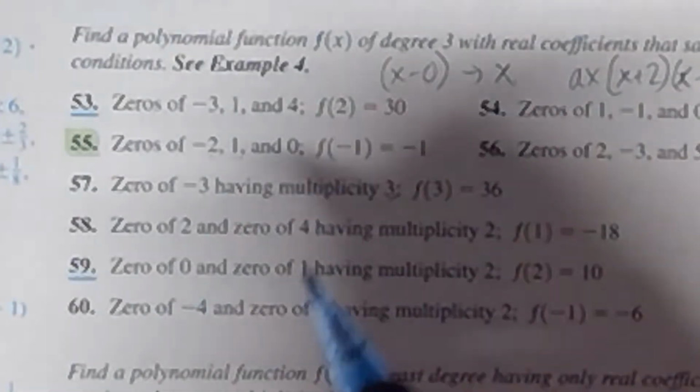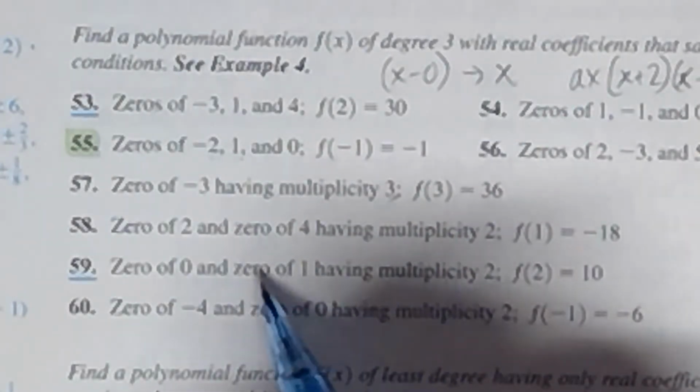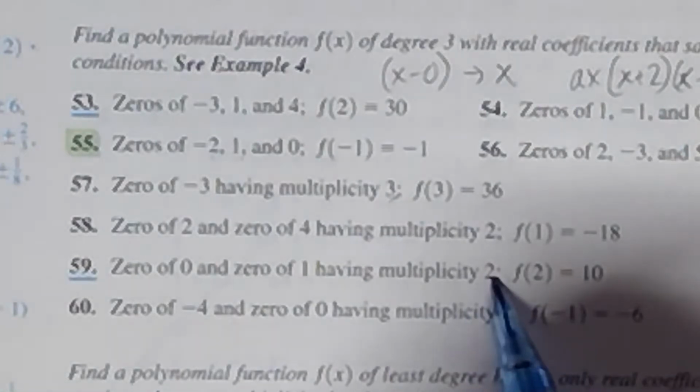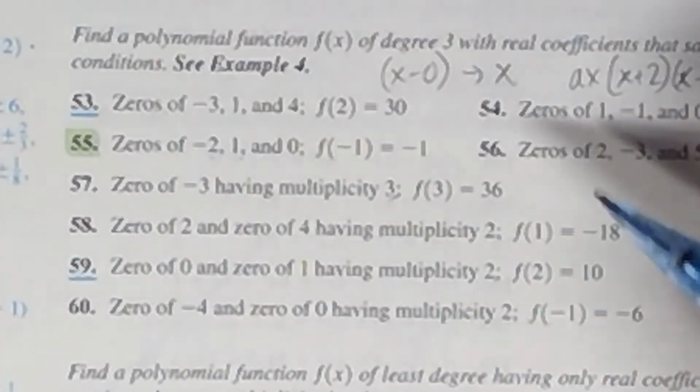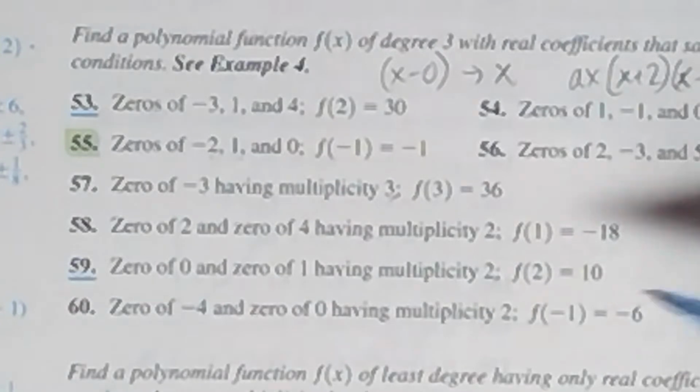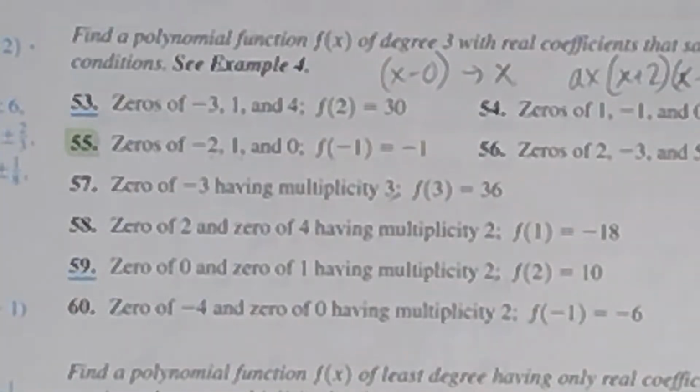All right, in fact, here's a good example then here in 59. It says that 1 has multiplicity 2. That means that you'll have a couple of x minus 1 brackets, not just one, but a couple of x minus 1 brackets in that particular problem. So just wanted to make sure we understood some of those other details before we move on.